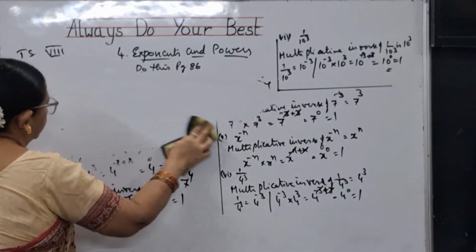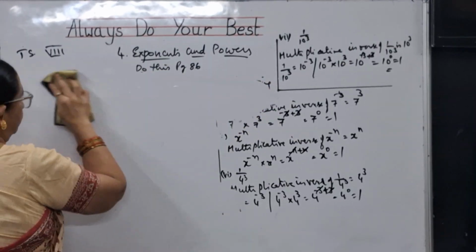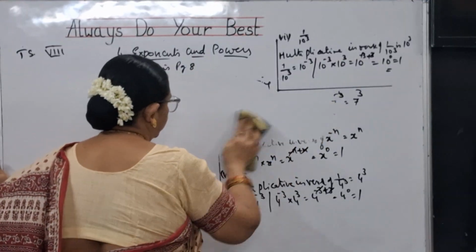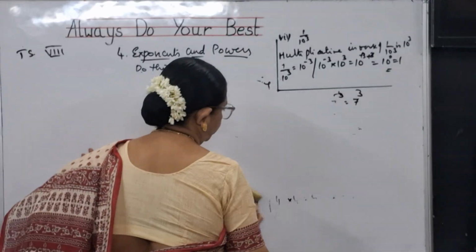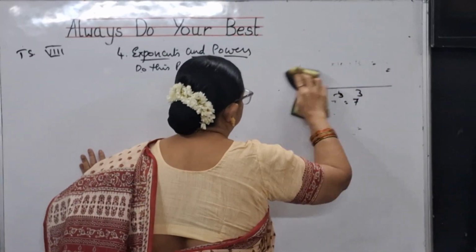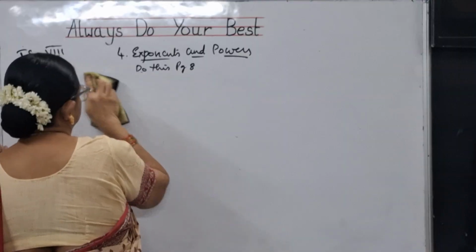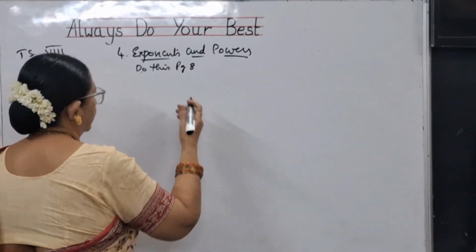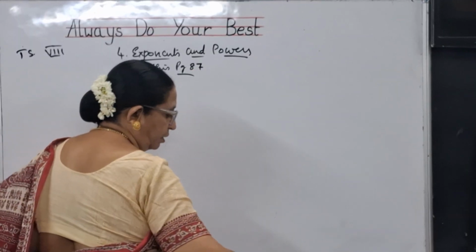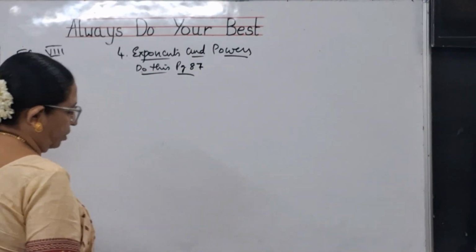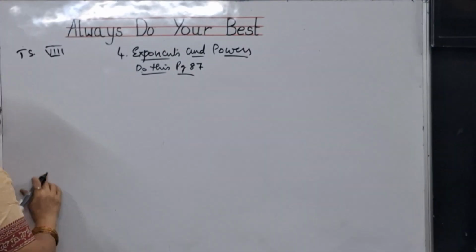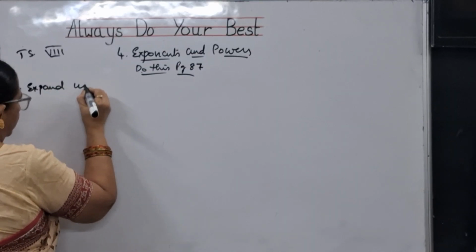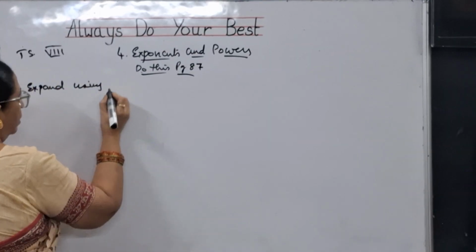Next. Next, in "Do This" on page 87, you have to do this, children. Page 87, do this. Expand the following numbers using exponents.